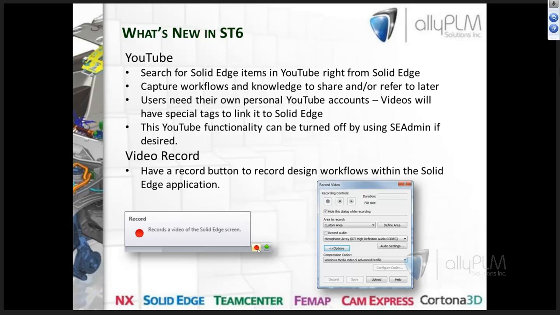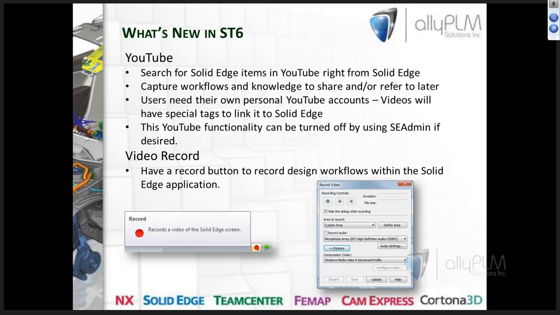You're always doing something, and then 6 months later you have to do that task again, and you may forget over the 6 months. We do a lot with videos here at Ally as a support activity as well, if you've worked with us. Users do need their own personal YouTube account, and videos uploaded through there will have special tags to search with Solid Edge. This YouTube functionality can be turned off using the SE admin, the options file, if desired.